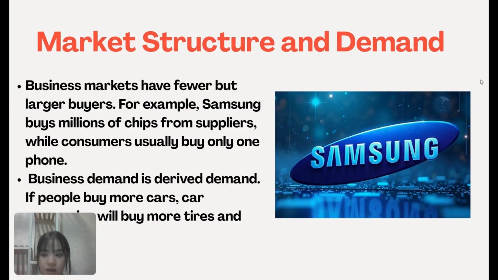The market structure and demand. Business markets have fewer but larger buyers. For example, Samsung buys millions of chips from suppliers, but a consumer usually buys only one phone.